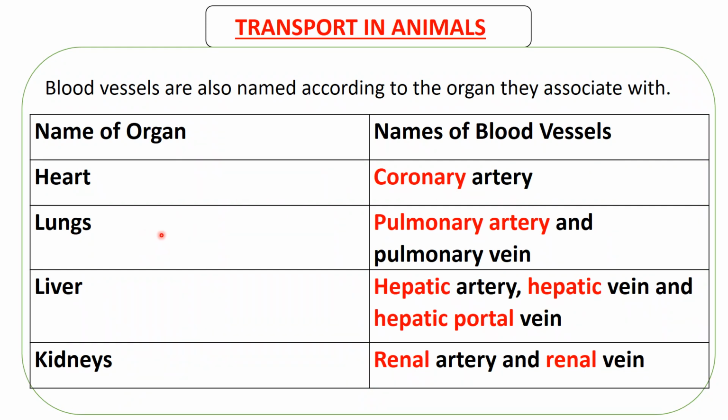Then if it's the lungs, pulmonary artery and pulmonary vein. This one I mentioned before. Then if it's the liver, they put the word hepatic: hepatic artery, hepatic vein, and also hepatic portal vein. If it's a kidney, we use renal. So we have renal artery and renal vein.